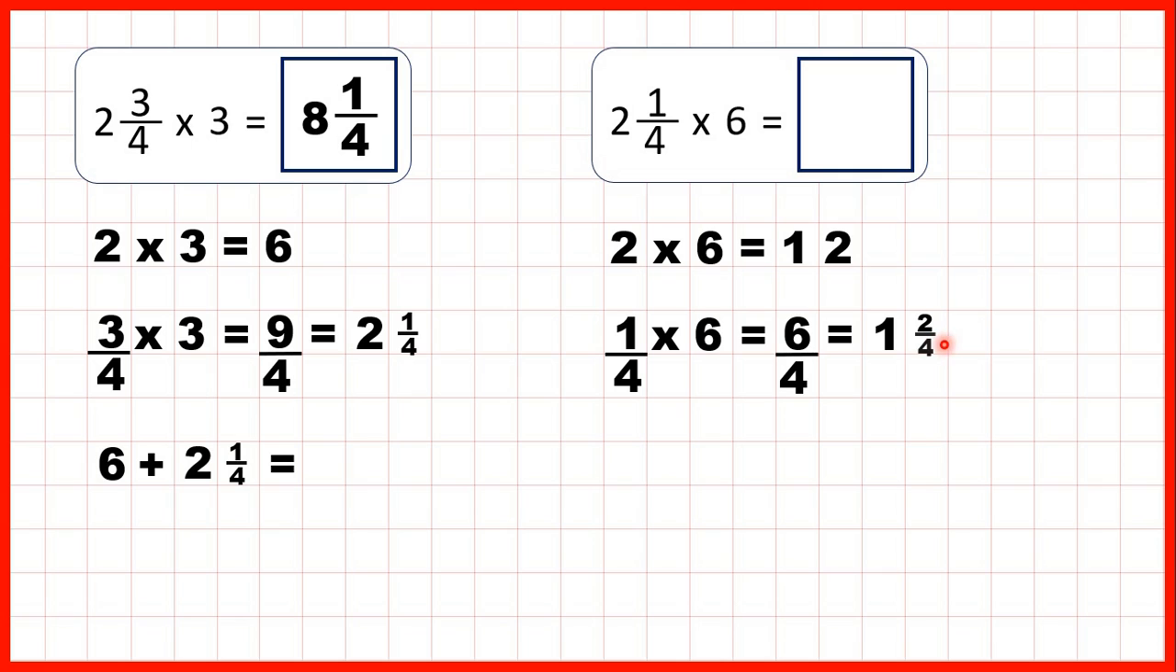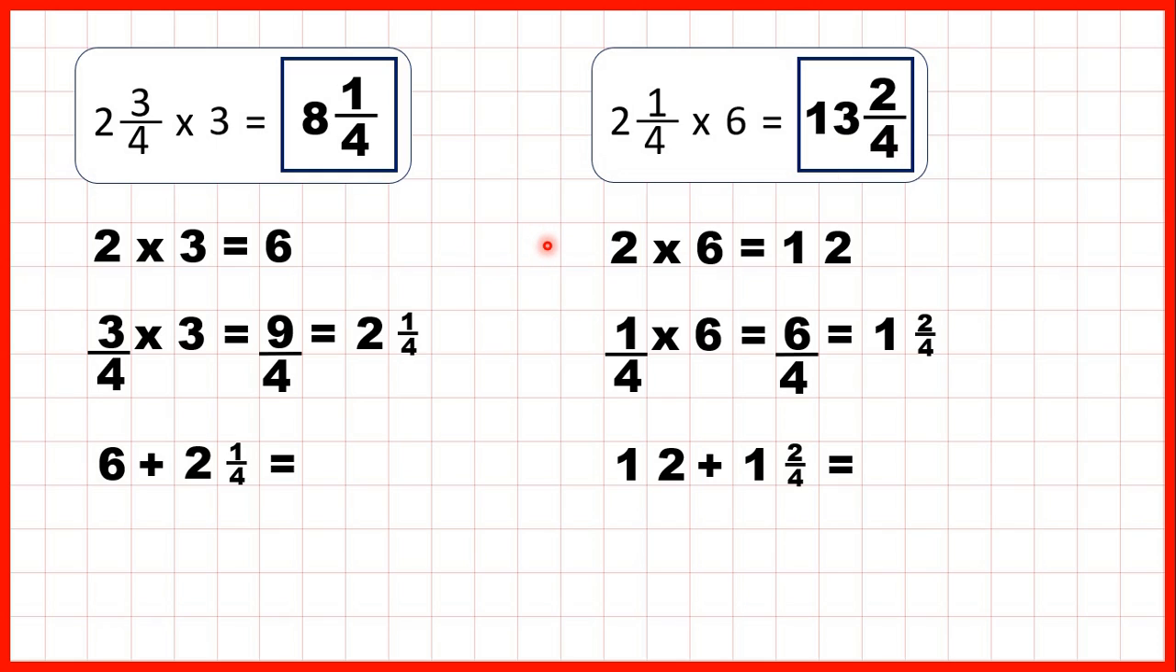The denominator stays the same, so we worked out that 2 times 6 is 12, 1/4 times 6 is 1 2/4, so now we can add 12 and 1 2/4. 12 plus 1 is 13, the 2/4 stays the same, so our answer is 13 2/4.